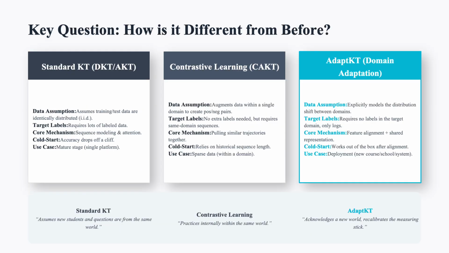This is a crucial question. AdaptKT is fundamentally different from what came before. Standard KT assumes everything stays the same. Contrastive learning improves generalization within a single environment. AdaptKT is designed for change. It explicitly models the differences between environments and actively bridges them. It doesn't need labeled data in the new environment, making it perfect for real-world deployment scenarios where collecting new labels is expensive or impossible. It's the difference between a model that works in a lab and one that works in the real world.